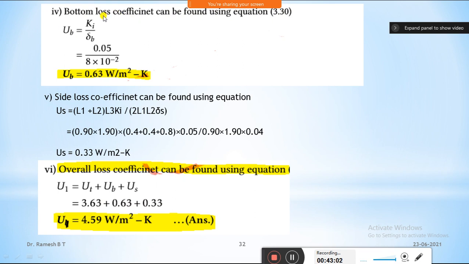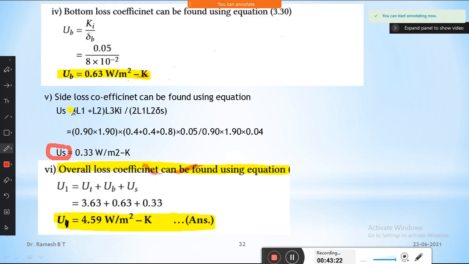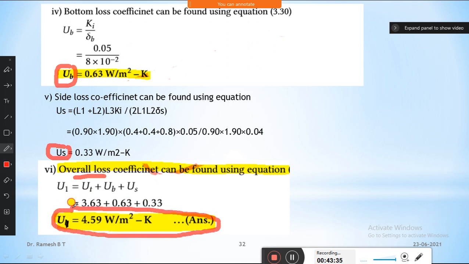Similarly, we need the bottom. For the bottom equation we have UB is equal to Ki by rho B. We have these two in the given data, so substitute and find this. For the side, L1, L2 are given, and these values are also given, so substitute and find out US. US is the side coefficient, UB is the bottom coefficient, and previously we found the top coefficient. If you want the overall coefficient, UL is equal to UT plus UB plus US. If you substitute all those, that contributes to the overall heat loss. This is the final answer, 4.59 watt per meter square Kelvin.